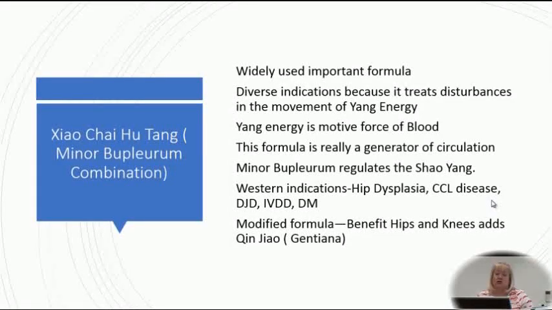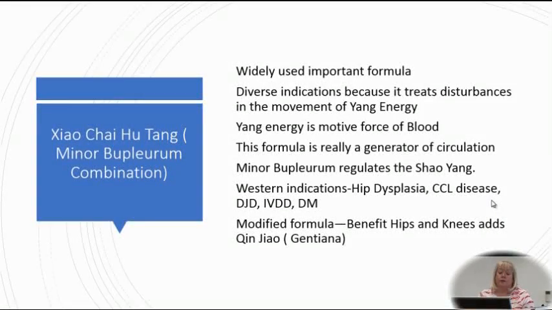Now, there are a number of formulations that you can use. You don't have to use these. The Kan Herbal formula, you can get straight Xiao Chai Hu Tang. You can get other modifications of it. But something with the Xiao Chai Hu Tang, the minor bupleurum, is really very good for a lot of the diseases that we treat. So whether you feel comfortable using herbs or not, this is one that I would certainly consider for your hip dysplasia dogs, your cranial cruciate ligament dogs, and some IVDD dogs.